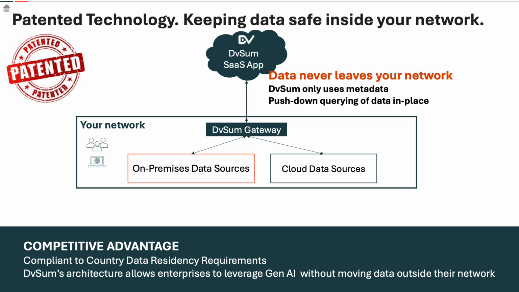And that is that there's a DvSum gateway that is installed in your network, and that's the piece that scans your data sources to gather catalog information together. It gathers that lineage information. That way, the data never leaves your network. Now, we have a patent on this architecture, and it really is a key competitive advantage. So I'm not going to spend longer talking about it, but I just wanted you to be sure to have that architecture in mind as now we just talk about the technical features.